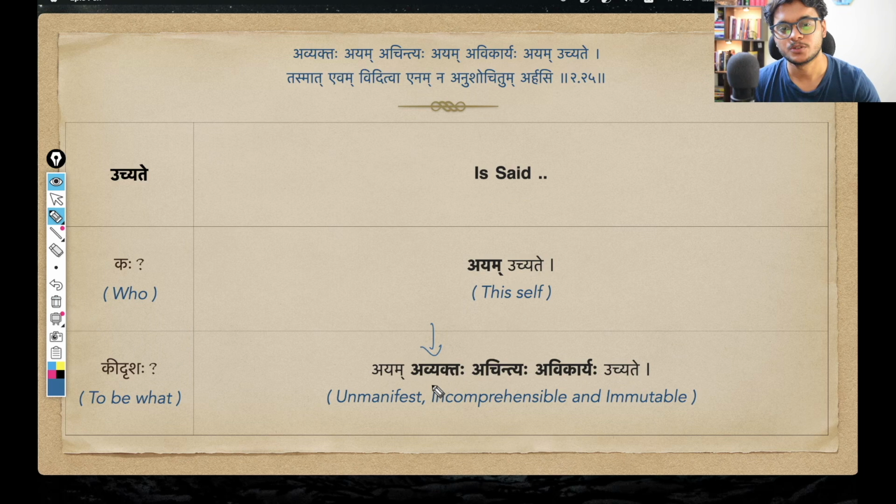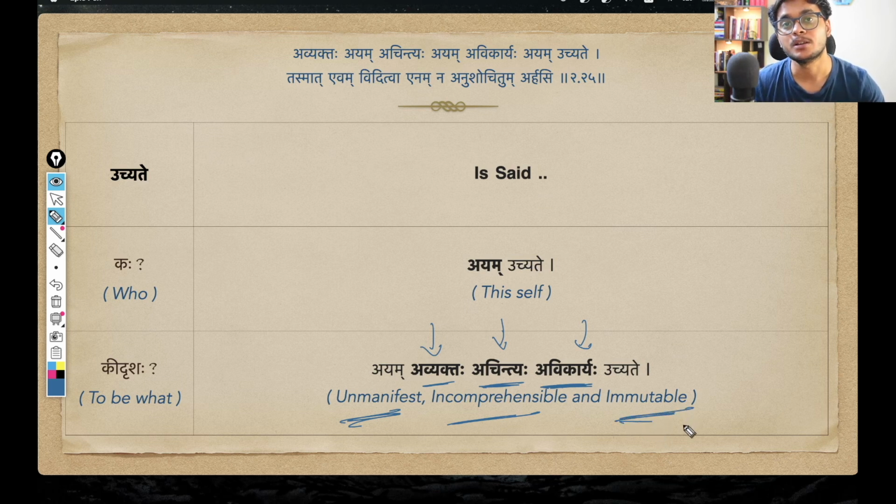Avyaktaha means unmanifest. Something that is Vyakta is manifested, so Avyakta is something that is unmanifest. Then we have the word Achintya. Chintya means something that should be thought about, something worthy of thinking, and Achintya is something unthinkable or incomprehensible. And then you have Avikarya. Vikar means some change, some modification, and vikarya means worthy of modification or something that can be modified. If you negate it, avikarya, it is something that cannot be changed, something unchangeable or immutable.